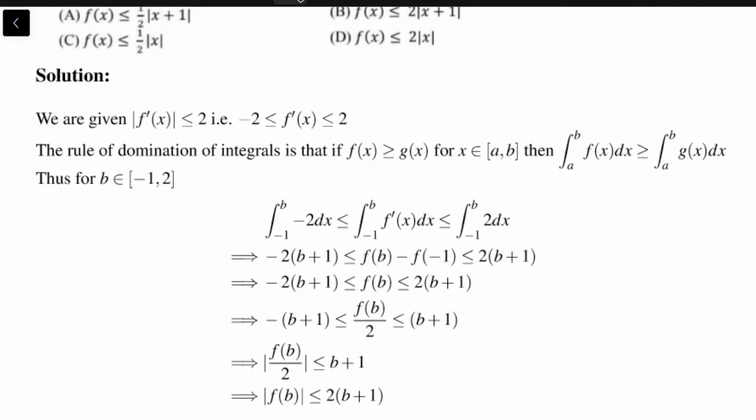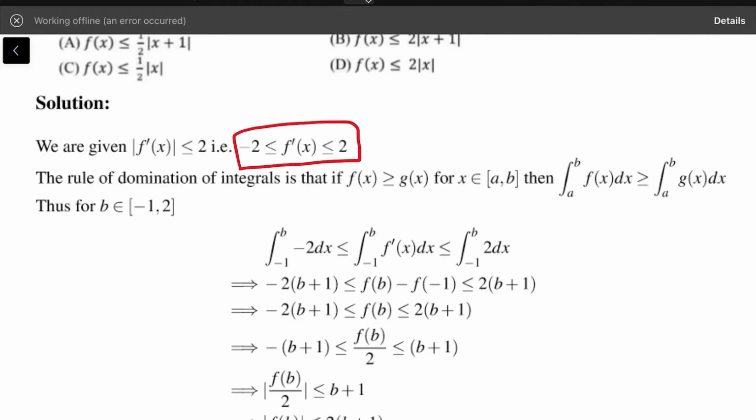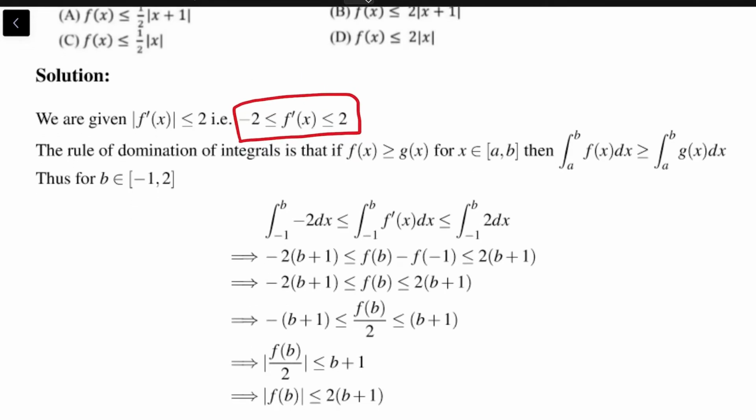So how do we use that here? We already have an inequality in terms of f dash of x, and remember our goal was to be able to take the integral of f dash of x with some integral property. So let's do that here. We can integrate on both sides, and the inequality will still hold.